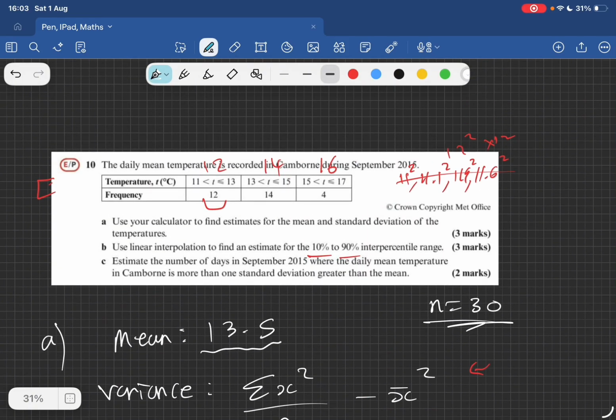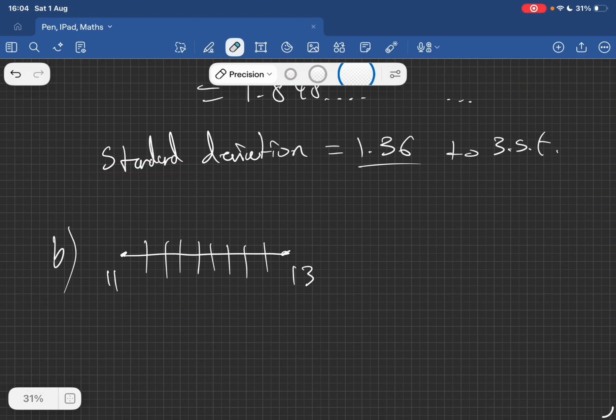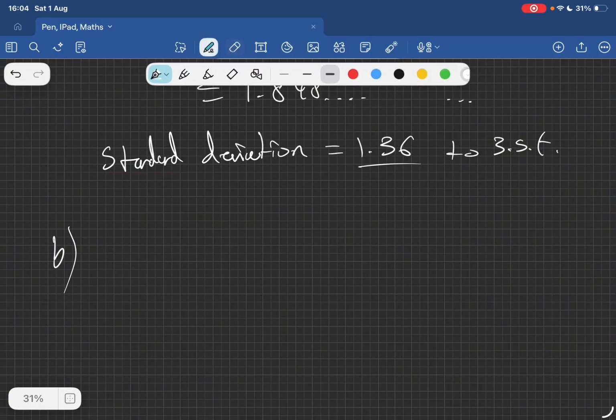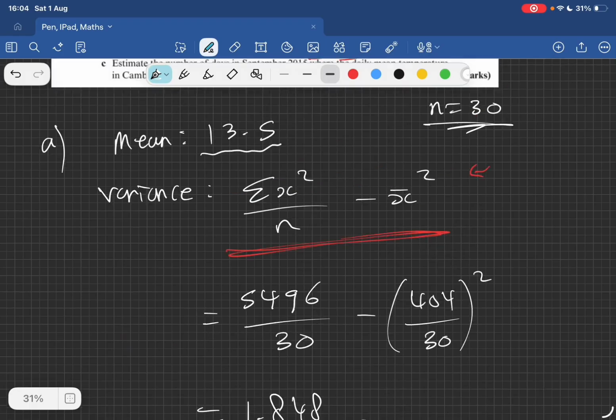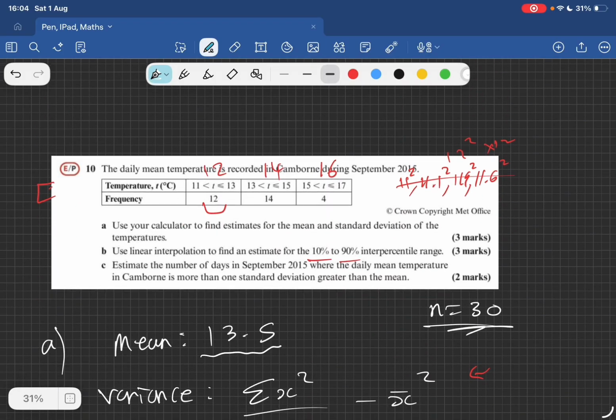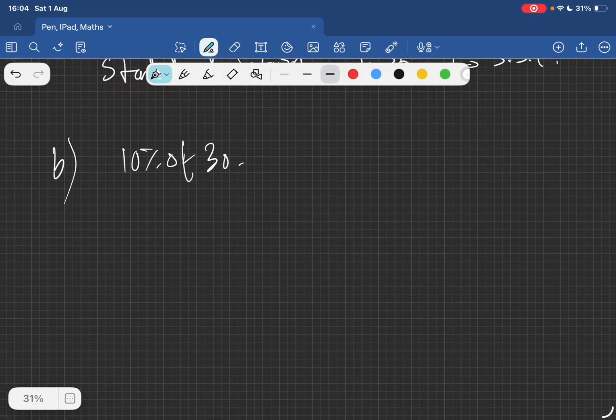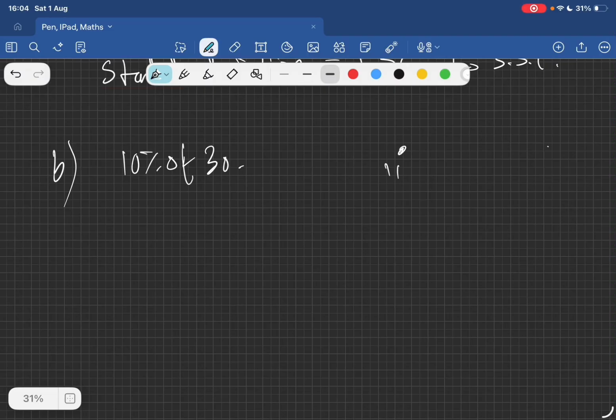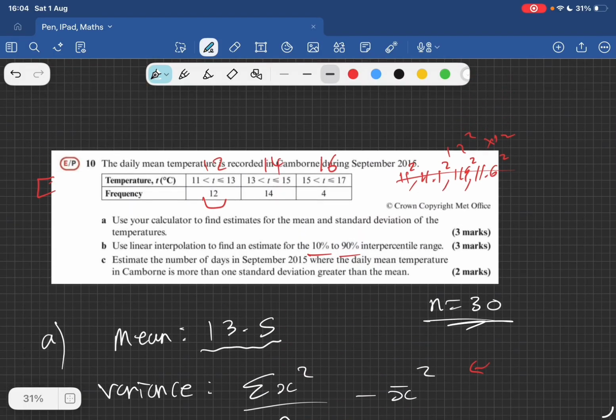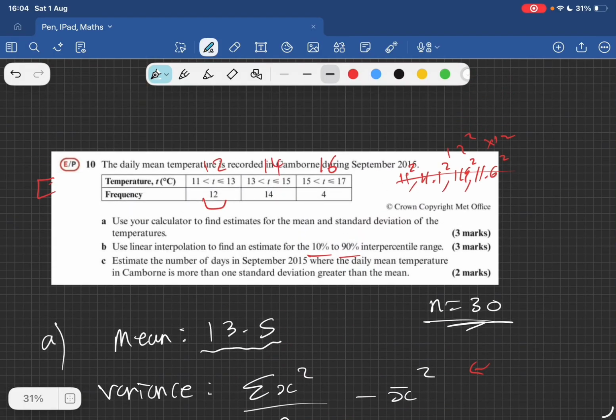Okay, so 10% to 90%. We need to find 10%. That's the third value. Why is it the third value? Well, it's 10% of 30. So we're finding the third value, which is going to be in this 11 to 13 range. Now, you might have learned a formula at school, which might be a bit different to how I do it here, but I don't remember a formula. I work it out through thinking about it.